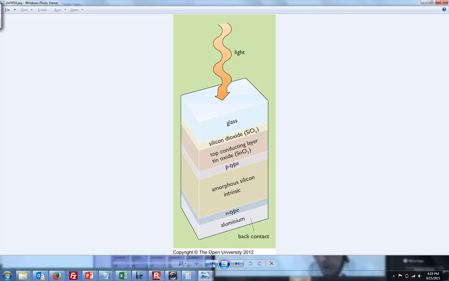And they tend to work a little bit better, if I'm not mistaken, in diffuse sunlight. And then there's multiple junction technology coming online to make them more efficient. But as of this writing, they're only up around 10%.